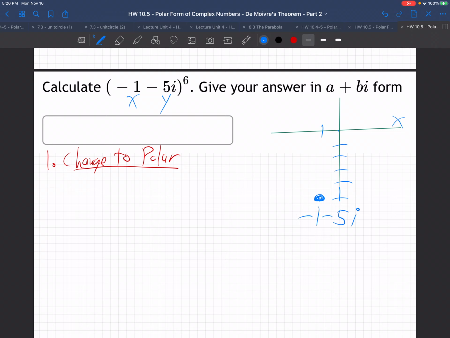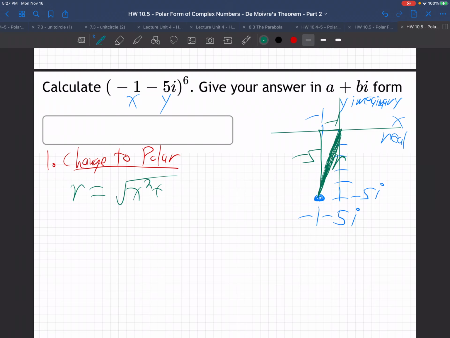Remember, the x-axis is the real axis, and the y-axis is the imaginary axis in the complex plane. So it's back 1, down 5i. So there it is. And if you want to know the length, r, there it is, that's the length right here of that complex number. It's a little triangle, isn't it? Back 1, down 5.